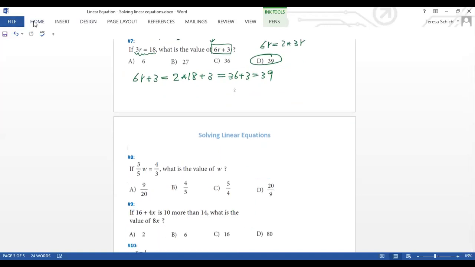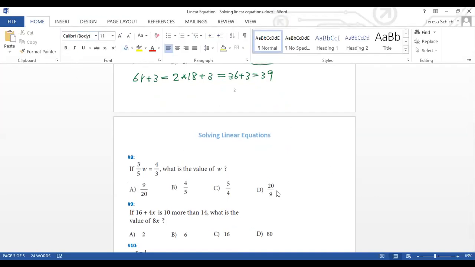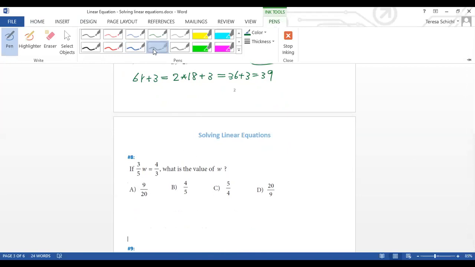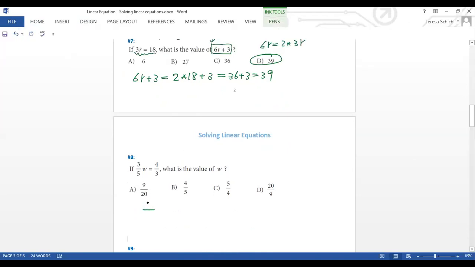Okay, so now the next one's here. Let's take a look. This one is 3/5 W equal to 4/3. So what is the value of W? That means you try to solve for W. For this type of problem, they try to test this. So it's 3/5 W is equal to 4/3.